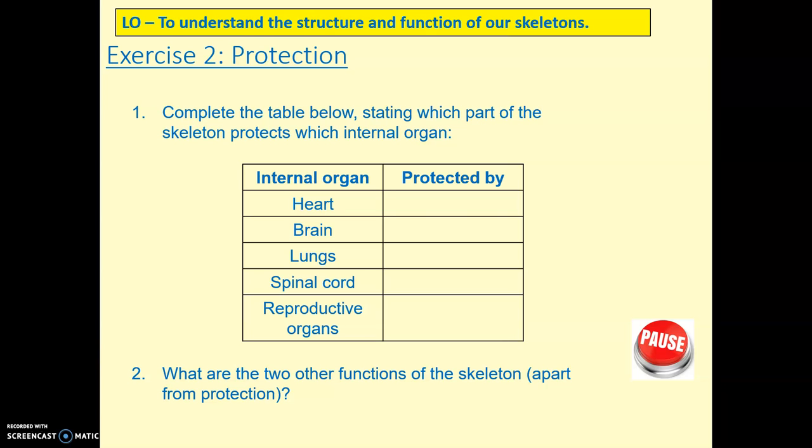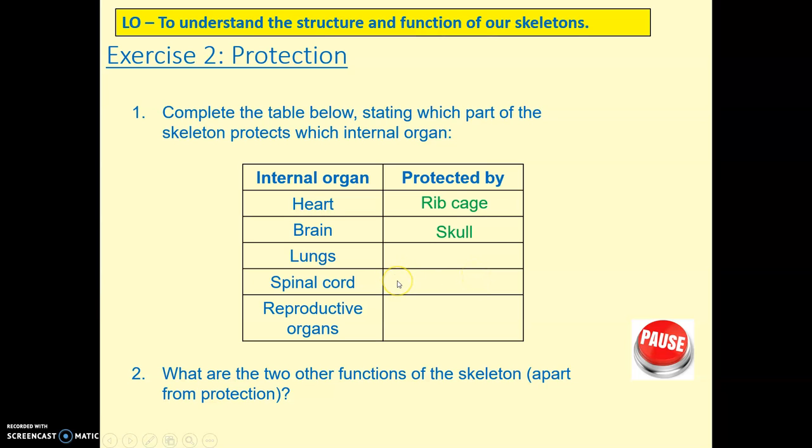So, the internal organs, heart, brain, lungs, spinal cord, and reproductive organs are all protected by a specific bone or set of bones within our skeleton. So, for the heart, it's protected by our rib cage, or if you put sternum, that'll be fine as well. The brain is protected by the skull or the cranium.